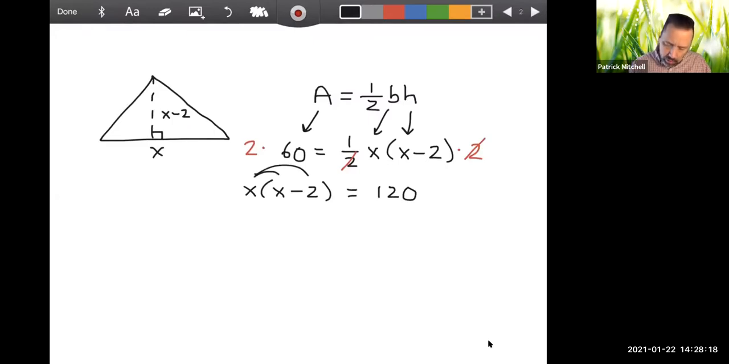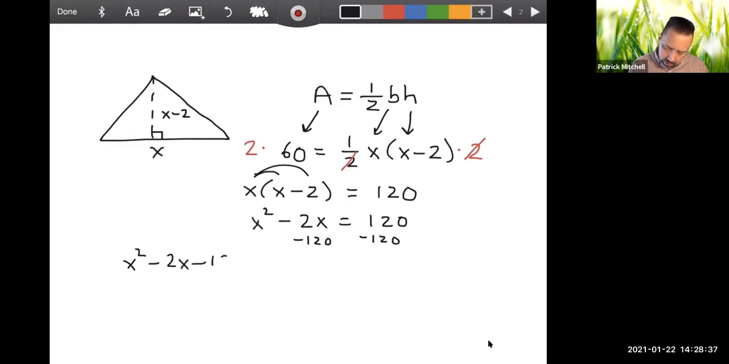So of course, the reason this is a quadratic equation is because when I distribute this x, that's going to give me x squared minus 2x. And then to put it in standard form, I'll just subtract 120 from both sides, right? And that'll give me x squared minus 2x minus 120 equals 0.